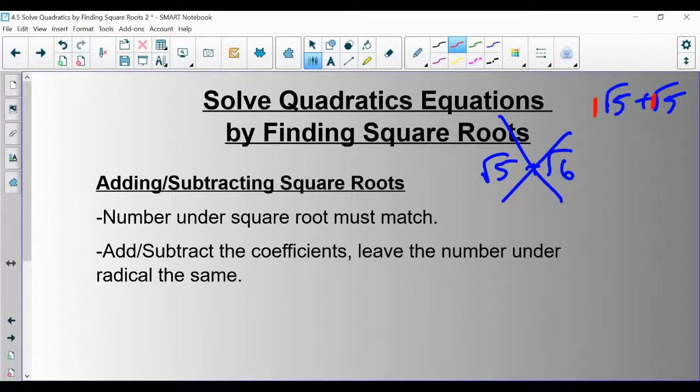So just like if we have x, you can put a 1 in front of it. If there's no number in front of square root of 5, you can put a 1 in front of it. And then when you add these, it's like you have 1 root 5, and you add another root 5. How many root 5s do you have now? You have 2 root 5s. So what you're doing is you're adding the coefficients, the numbers in front, but you're leaving the roots the same. That's why they have to match. These don't match. You couldn't ever add them.